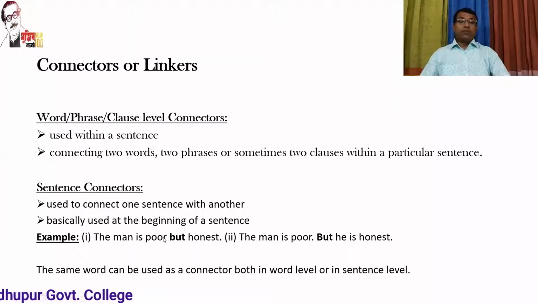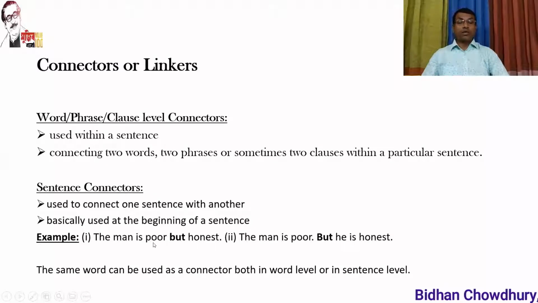The man is poor but honest. Can you see any connector here in this example? Obviously, the word but written in bold letter. And this connector is used here to connect two words only, poor and honest. And the connector is used within a sentence.